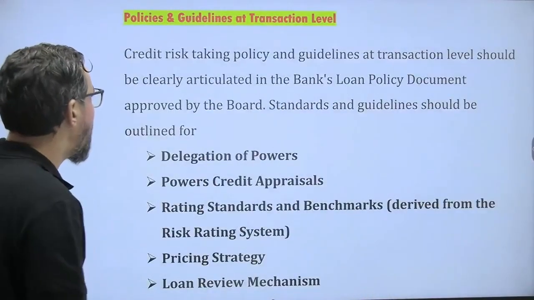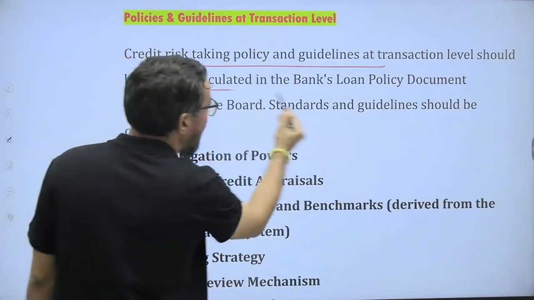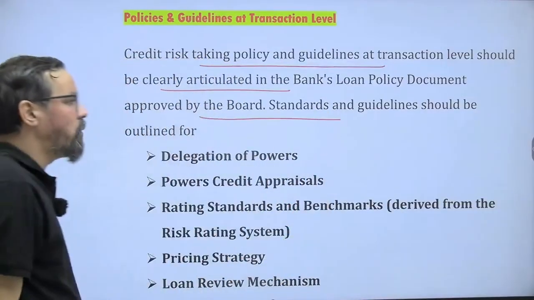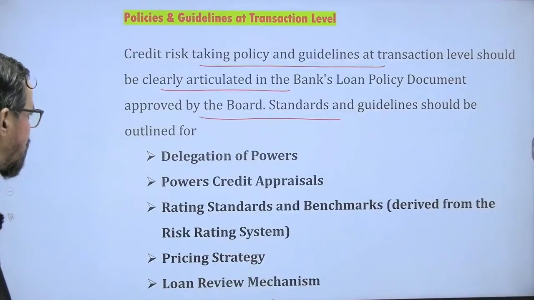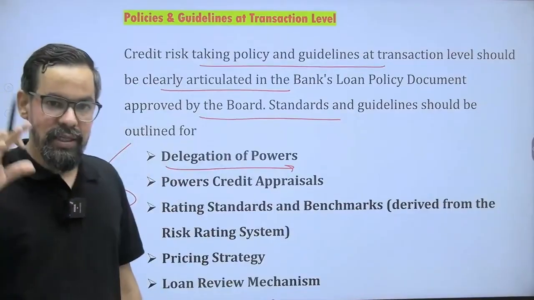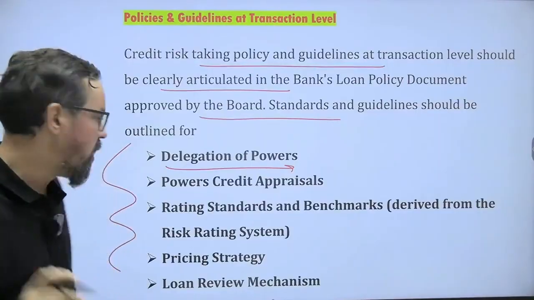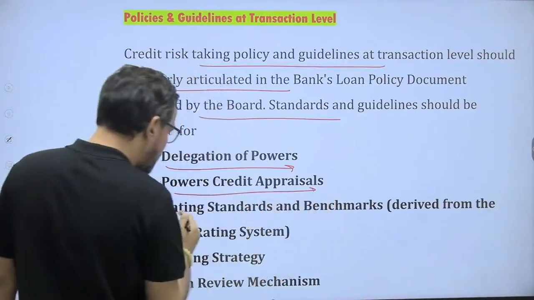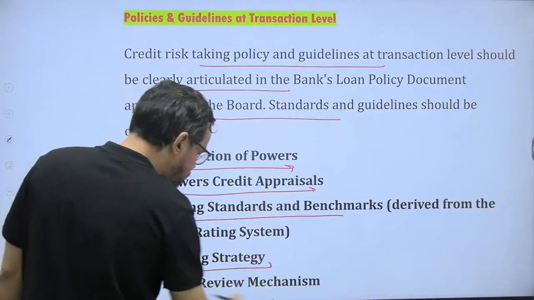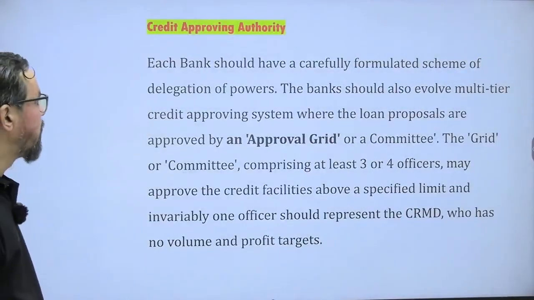So policies: credit taking policy and guidelines at transaction levels should be clearly articulated in the bank loan policy documents approved by the board. Standards and guidelines should be in order, delegation of powers. Like, a branch manager has different powers, and an associate or a regional head has different powers. Powers toward the credit appraisals, standard rating and benchmarks, pricing strategy and loan review mechanism. So that generally comes under this particular one.